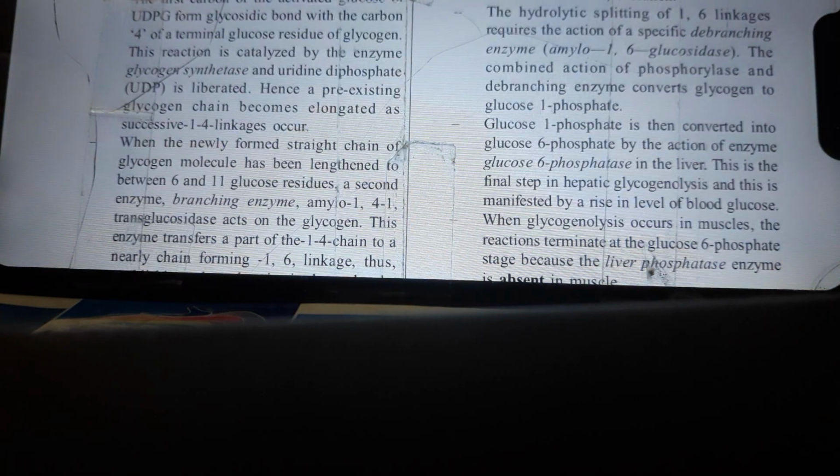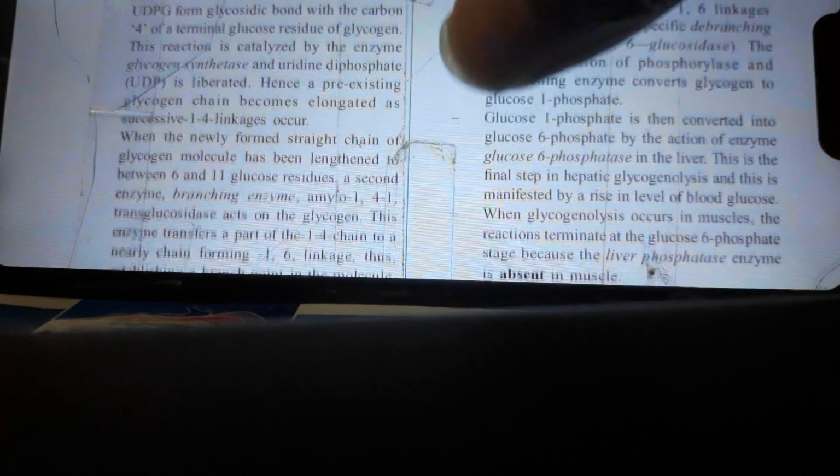The first carbon of the activated glucose of UDPG forms a glycosidic bond with carbon 4 of a terminal glucose residue of glycogen. This reaction is catalyzed by the enzyme glycogen synthetase, and uridine diphosphate (UDP) is liberated. Hence, a pre-existing glycogen chain becomes elongated as successive 1,4 linkages occur.